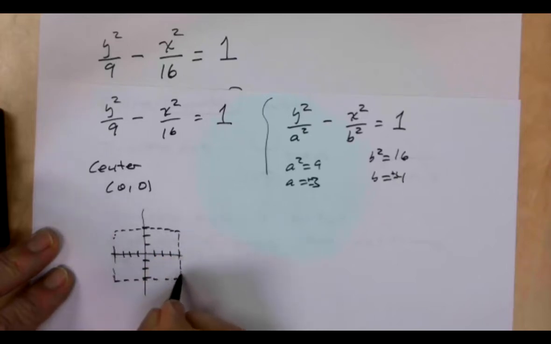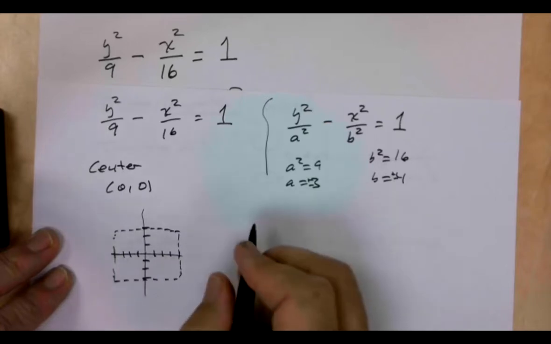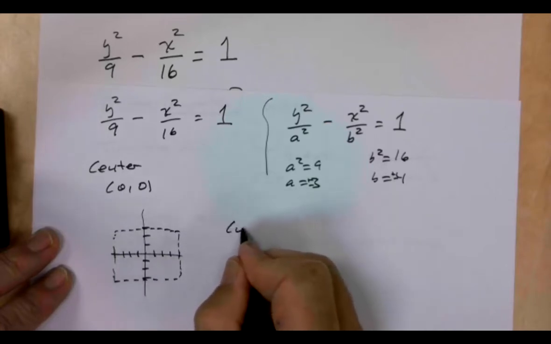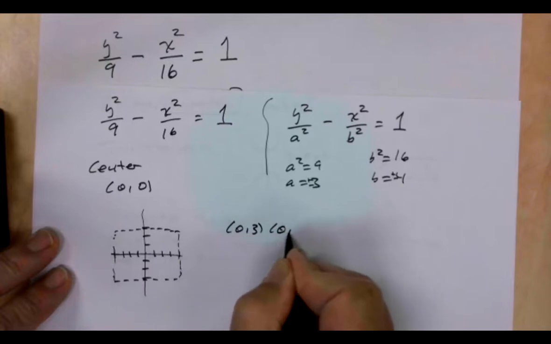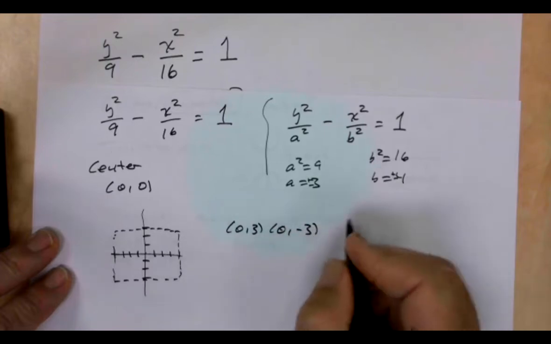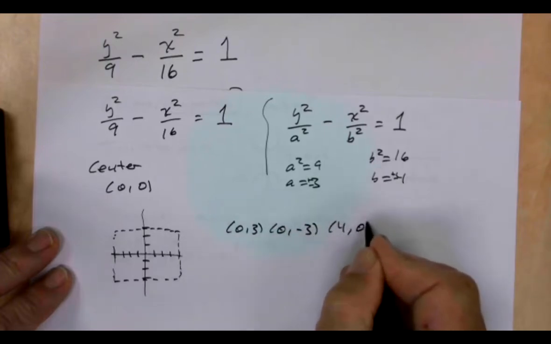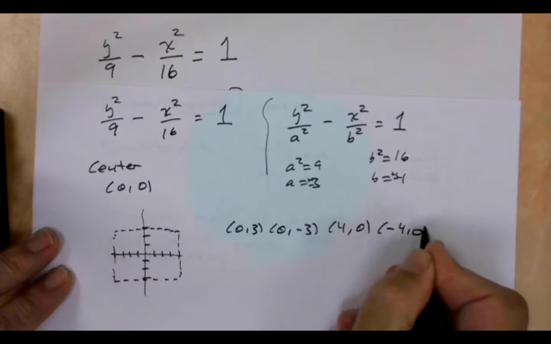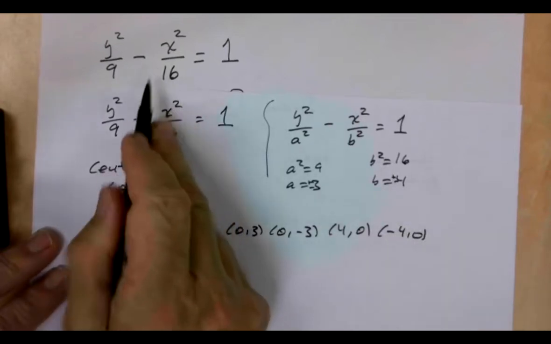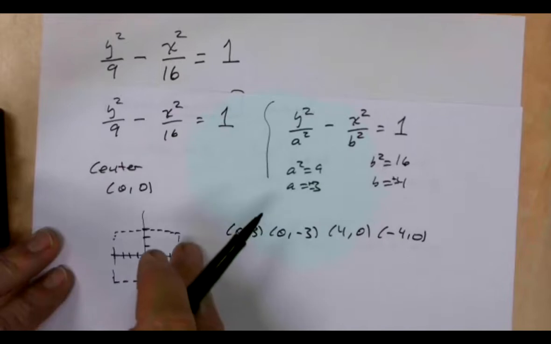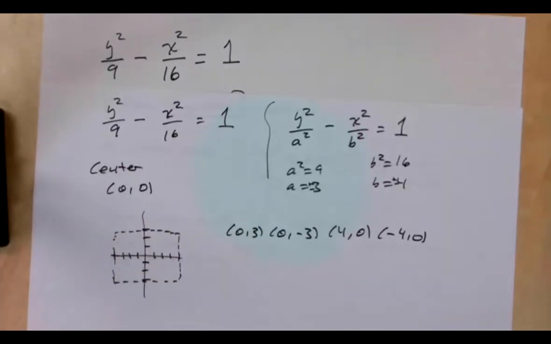Now, how do we do that? So I guess I could list those 4 points. They are 0, 3, 0, negative 3, 4, 0, negative 4, 0. If this were a plus sign in between, those 4 points would be the vertices of the ellipse. But these 4 points instead are going to define our hyperbola. So let's go ahead and take a look at those on the graph.